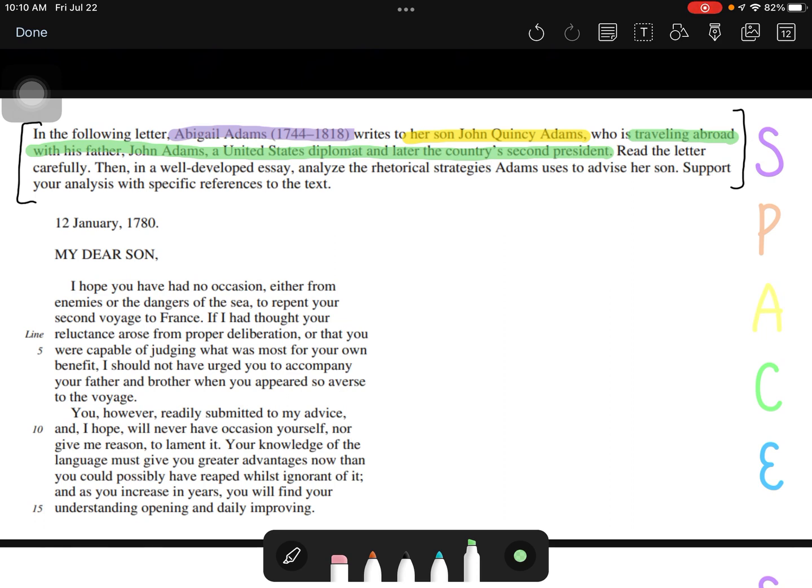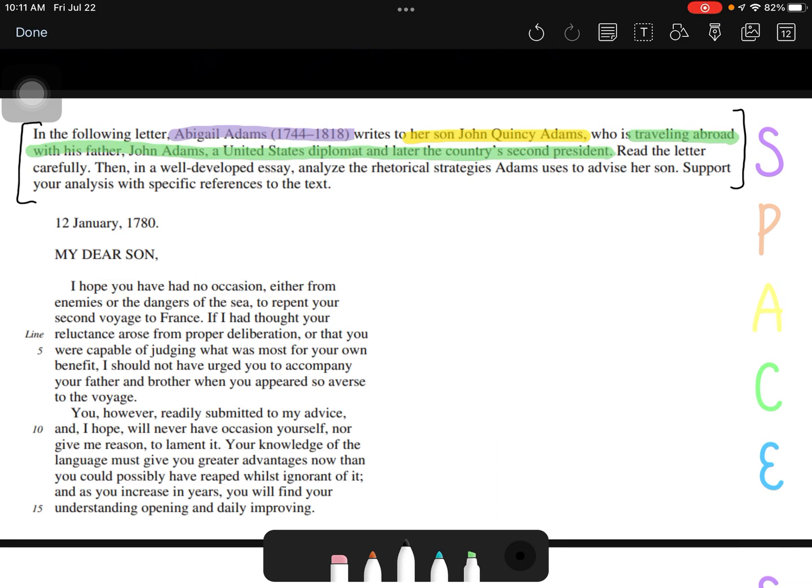So based on just this first sentence, I have a speaker. I know that she is a parent to her audience, which we can always kind of make some assumptions about a parent wanting the best for their child in an ideal situation. We know that they are a highly regarded family, as the dad is a United States diplomat and that he will later become the second president. All of these things kind of affect our rhetorical situation because we know that Abigail Adams is a respected woman. She probably wants the same for her family, and they have an important legacy that they're creating as the Adams family. So just in that sentence alone, I'm already getting a good sense of this rhetorical situation.